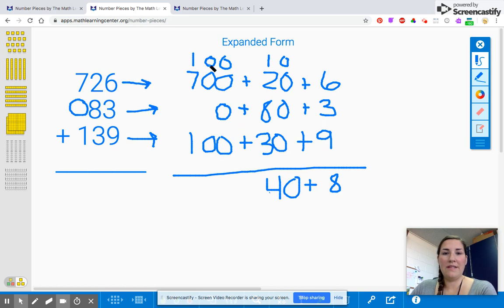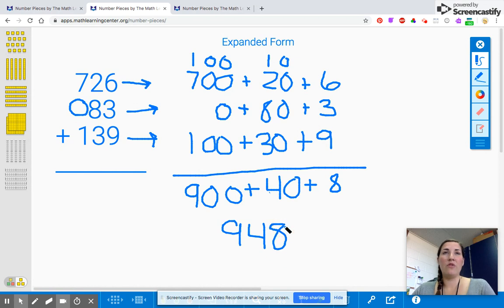And then finally, I'm going to add my hundreds together. I have 7 plus 100 is 800, plus another 100. 800 plus 100 is 900. Now I have 900 plus 40 plus 8, so I need to put that back into standard form, which would be 948.